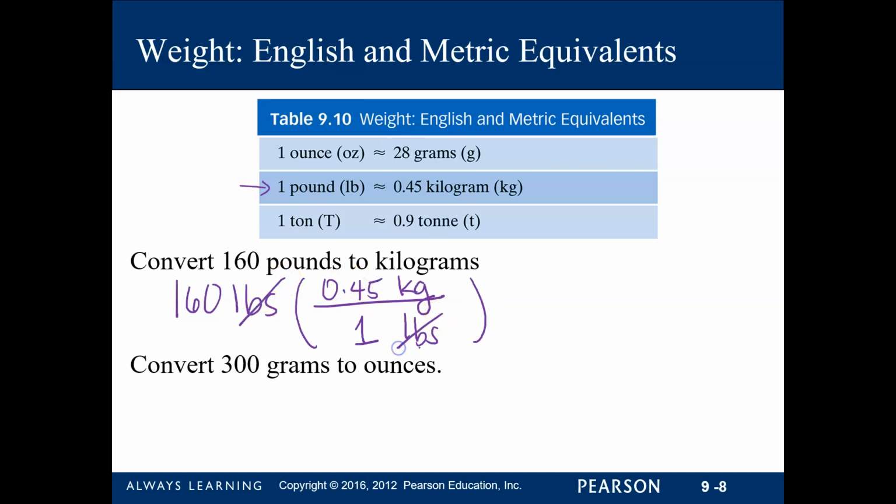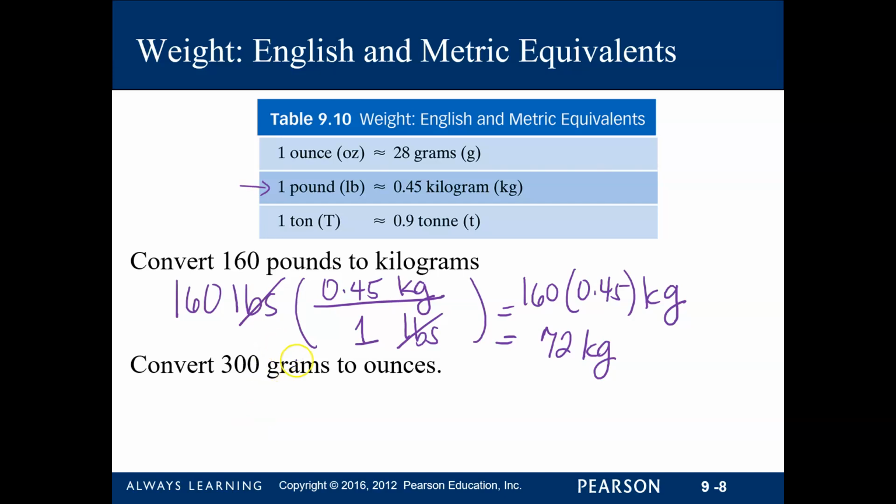We get rid of the pounds unit, and you can see that we will end up having 160 times 0.45. The unit now is in kilograms, and all in all, this is going to be equal to 72 kilograms. There we have it.